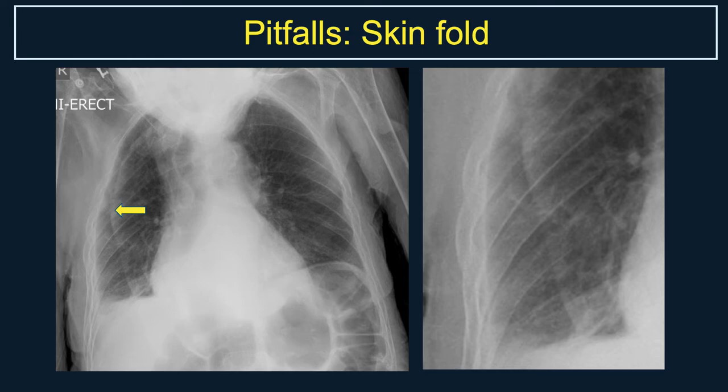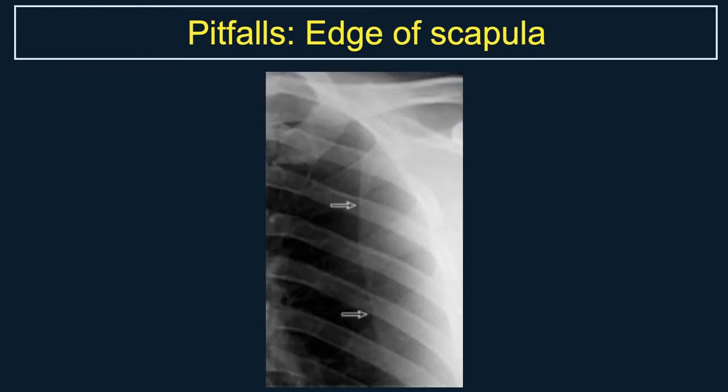Skin fold is usually mistaken as visceral pleural line, and they typically occur in the elderly with loose skin. To differentiate the skin fold and pneumothorax, absence of increased lucency laterally and demonstration of lung markings across a curvilinear shadow likely represents skin fold.